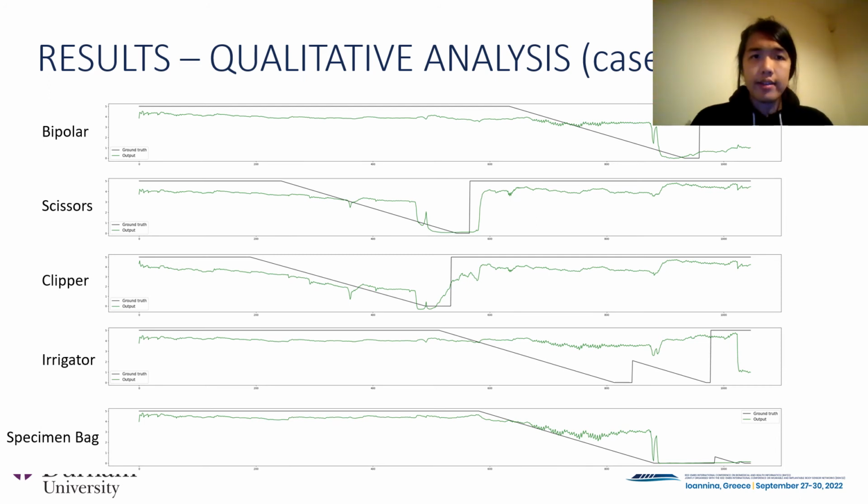Then, here is the qualitative example of our system output. It shows our system can work well for most instruments except irrigators. That may be because the usage of irrigators can be related to bleeding events, but our current system still cannot include enough details of environmental information.